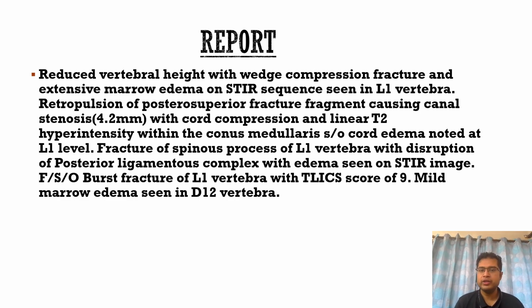Reduced height with wedge compression fracture and extensive marrow edema on STIR sequences in L1 vertebra, along with retropulsion of the posterior superior fracture fragment causing canal stenosis and cord compression. This itself is the definition of a burst fracture. Then along with that there was linear T2 hypointensity seen within the conus medullaris, suggestive of cord edema at L1 level. There was fracture of the spinous process along with disruption of the posterior ligamentous complex with edema. Features were suggestive of burst fracture of L1 vertebra with TLICS score of 9. There was mild marrow edema seen within D12 vertebra as well.